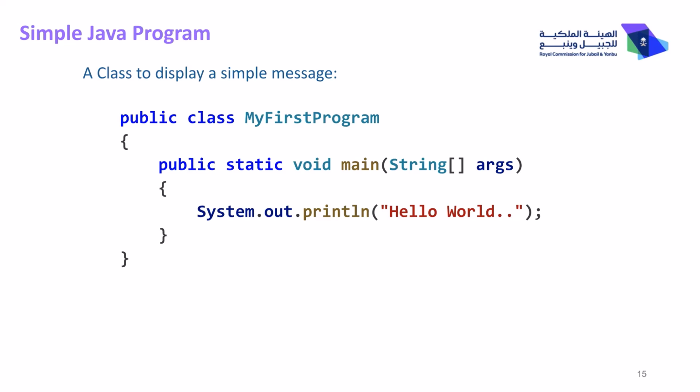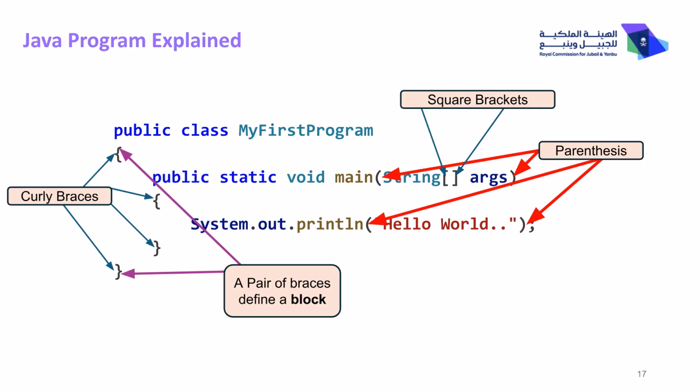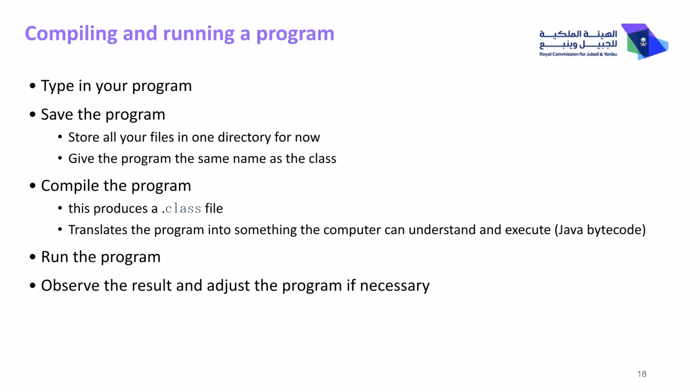Here is an example of a simple Java program that displays a message using the System.out.println instruction within the main method of the class myFirstProgram. The program includes the class name, the main method, the class body, and the instruction itself. In the Java program, curly braces define blocks of code, parentheses are used for method parameters, and square brackets are used for array types.